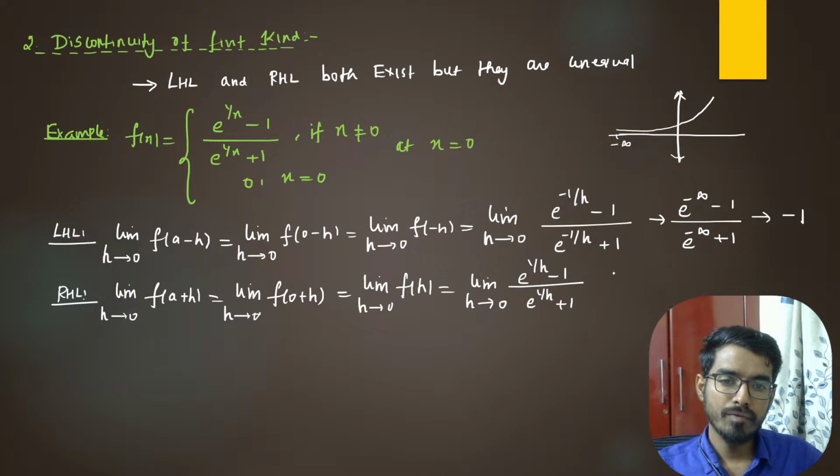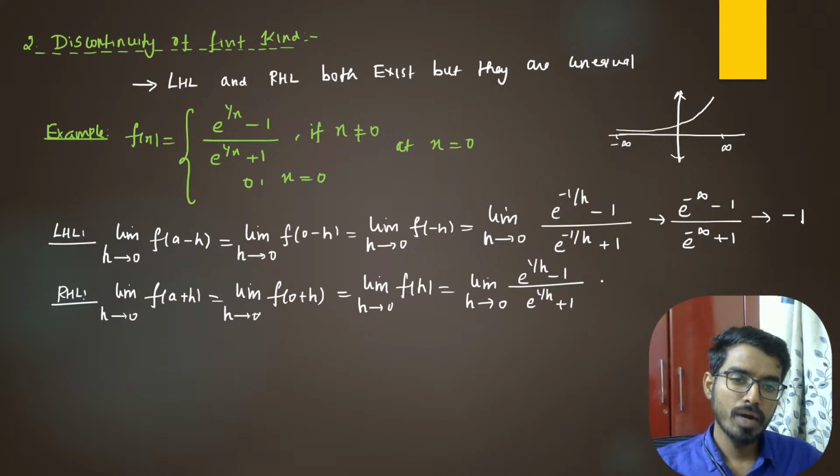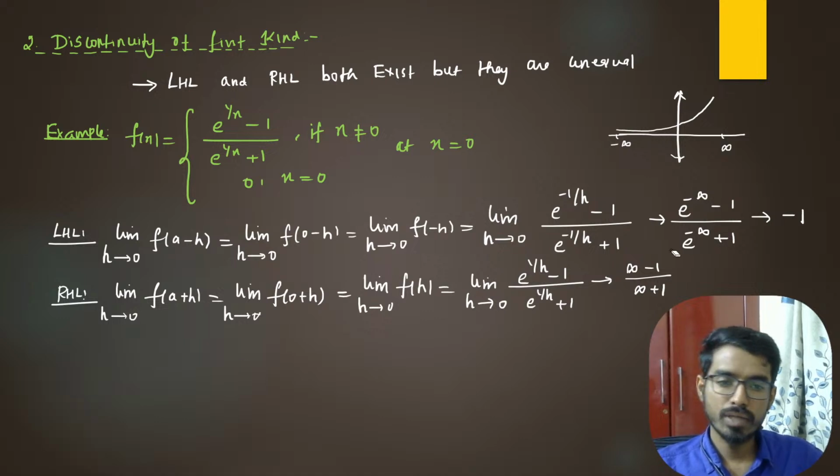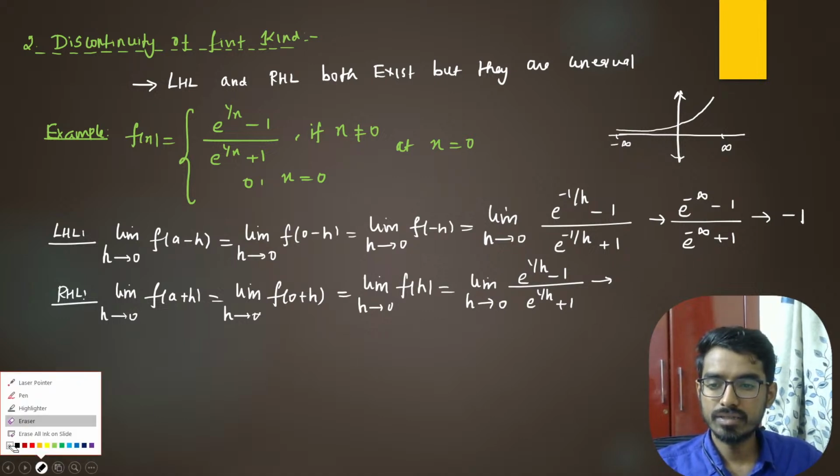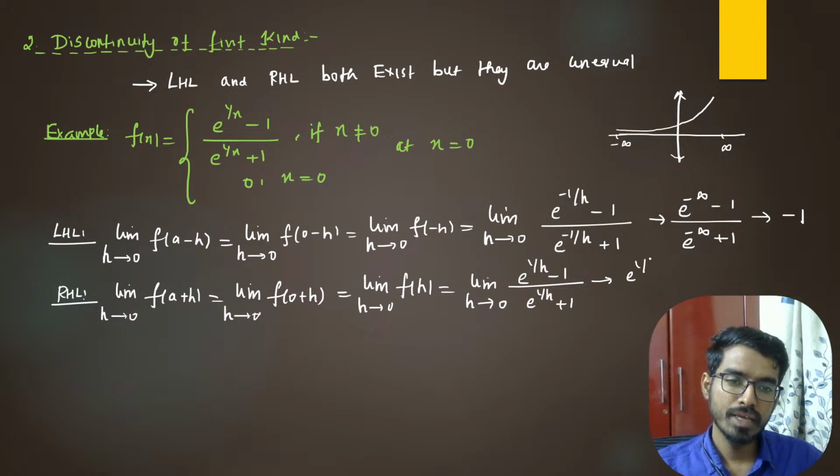Now you can see that when h is tending to 0, this is infinity minus 1 by infinity plus 1, right? Because e power infinity is infinity only. The output is as large as you can imagine. So this will tend to infinity minus 1 by infinity plus 1, right? So what I can do is rearrange this. Let us take e power 1 by h common. So we'll have 1 minus e power minus 1 by h, whole divided by, taking e power 1 by h common here, 1 plus e power minus 1 by h.